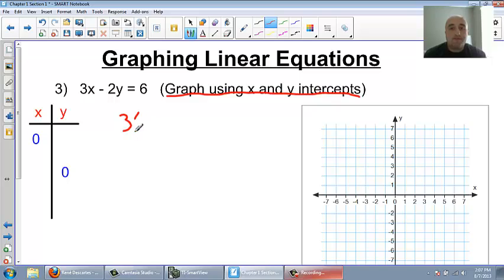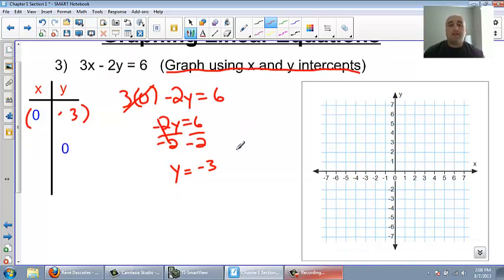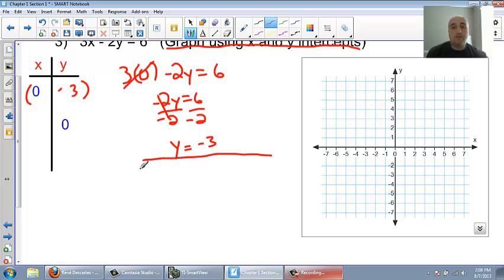So I'm going to take my equation, and I'm going to plug in 0 for x on the first one, and I'm going to leave y. And then what we're going to do now is we're going to solve for y, just using algebra 1. So 3 times 0 is 0, so that kind of goes away. And then we have negative 2y equals 6. Divide by negative 2, divide by negative 2. Negative 2's cancel out. y is equal to 6 divided by negative 2, which is -3. So 0, -3 is one of my intercepts, and that happens to be the y-intercept because x is 0 for the y-intercept.